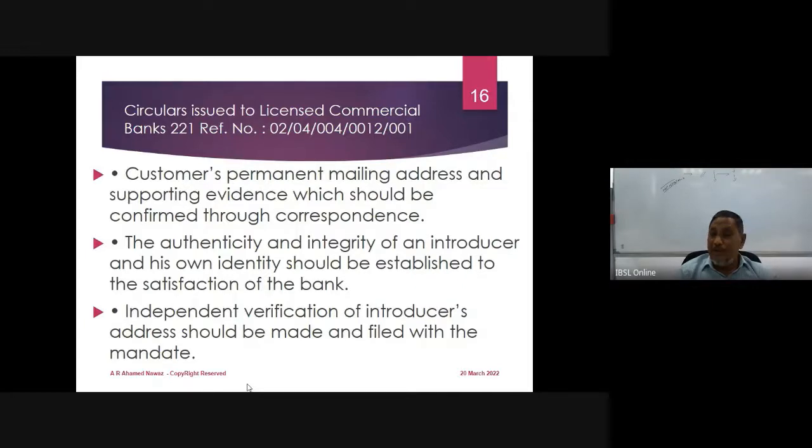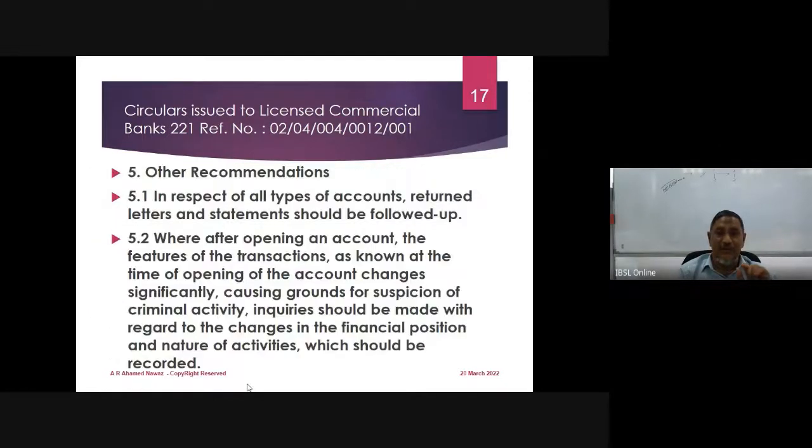When opening a current account, these things are very important, because this is given by the central bank guidelines under the circular. In respect of all types of accounts, returned letters and statements should be followed up. This is the operational side, not only opening. Any letter returned by the postal authorities has to be filed with the mandate or with the customer's correspondence file, with the envelope.